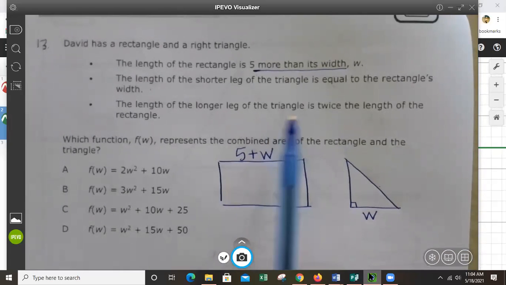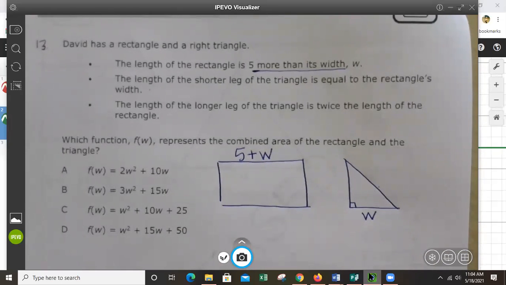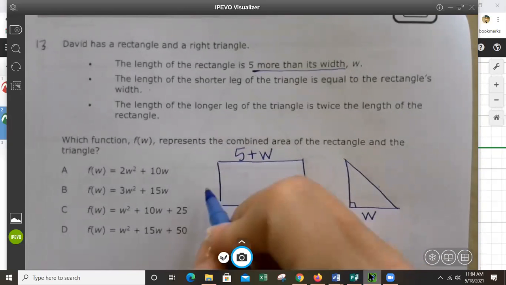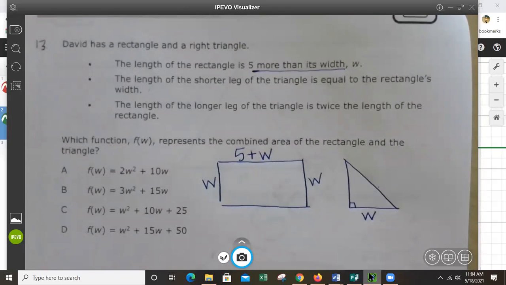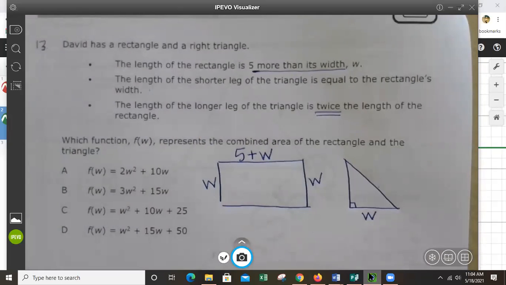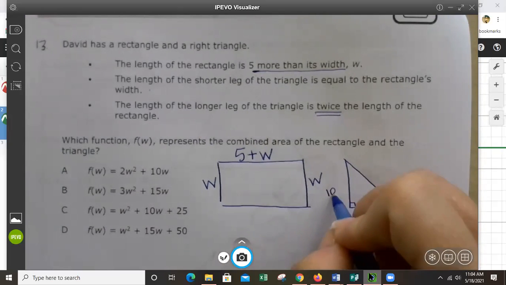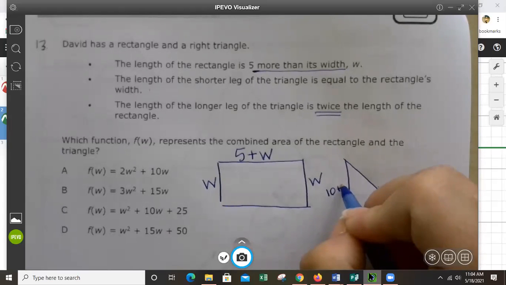The length of the longer leg of the triangle is twice the length of the rectangle. What's the length of the rectangle? What do we have for the length? Here was our width. What was our length? 5 plus W. But it says it's twice that. So what do I do? So what's 5 times 2? And what's W times 2? W times 2. Loud. 2 what? 2W.